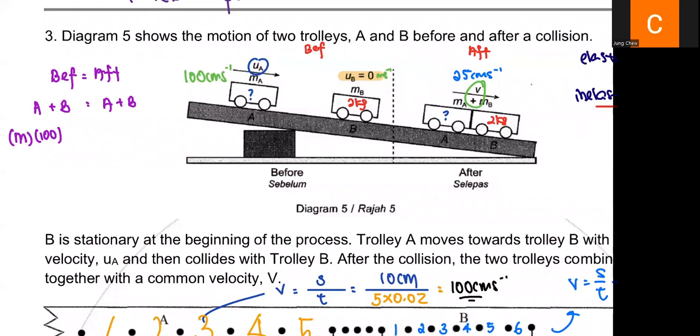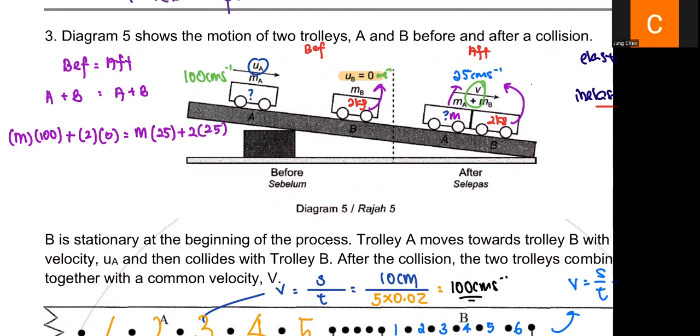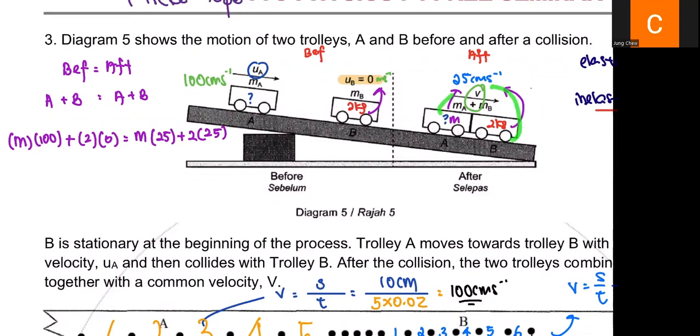Okay, why? Because the formula is very simple. I mean, when you want to calculate momentum, it's very easy. All you have to do is just take mass times velocity plus, guys, what is B's mass times velocity? Mass times velocity, right? So 2 times 0, right? Correct. Then after that, A here will be M, which is my unknown, M times 25 plus 2 times 25. Okay, why both times 25? Because they both move together.